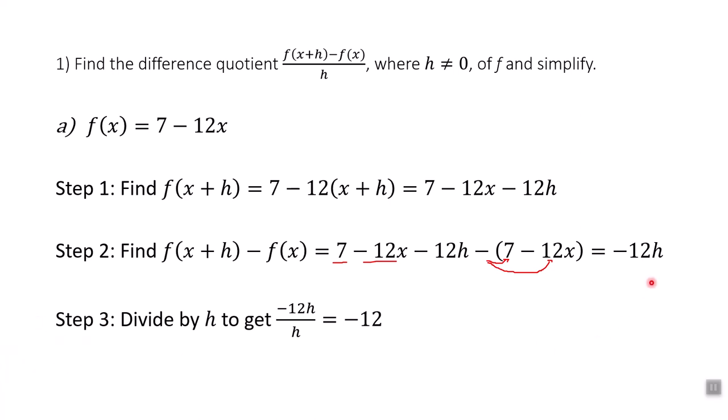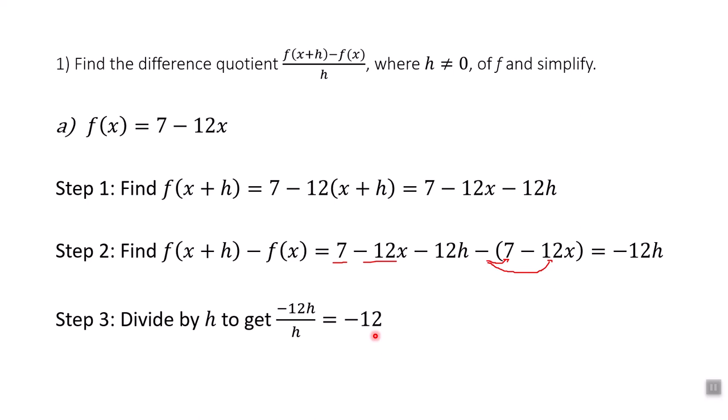All right, that right there is an important check. Does everything remaining have an h in it? If it does not, you did something wrong in step 1 or 2. If it does, you're probably okay. Step 3 is then to divide by h, and again, I'm not going to redo all the work. I'm going to take my result from the previous step, negative 12h, divide it by h, and get negative 12.